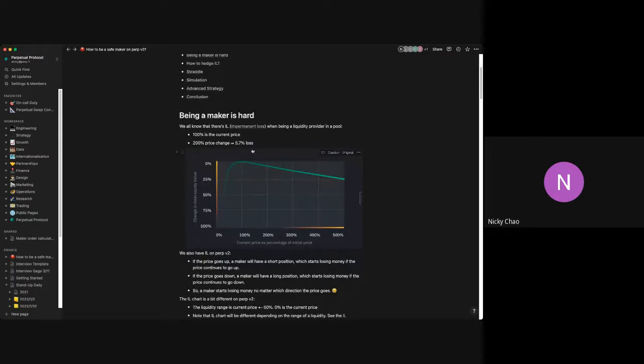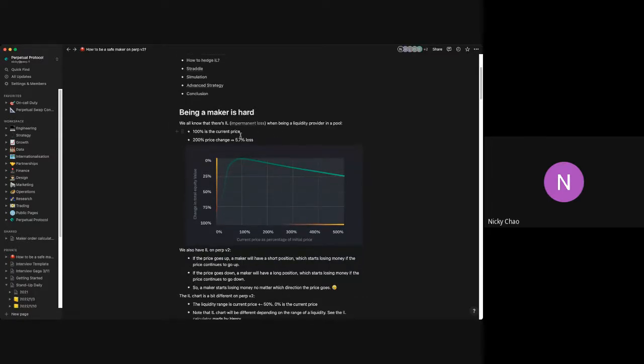Okay, so first of all, being a maker is very hard because we all know that there's an impermanent loss when we are being a liquidity provider in a pool such as Uniswap V3. So this is a chart from Finance Academy, and you can see that if you provide liquidity at 100% here, and the price goes up to like 200%, you will suffer from a 5.7% loss.